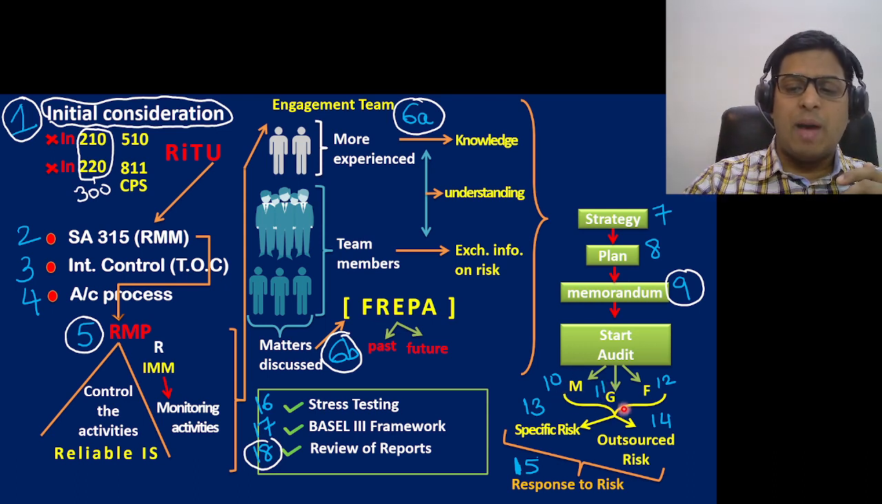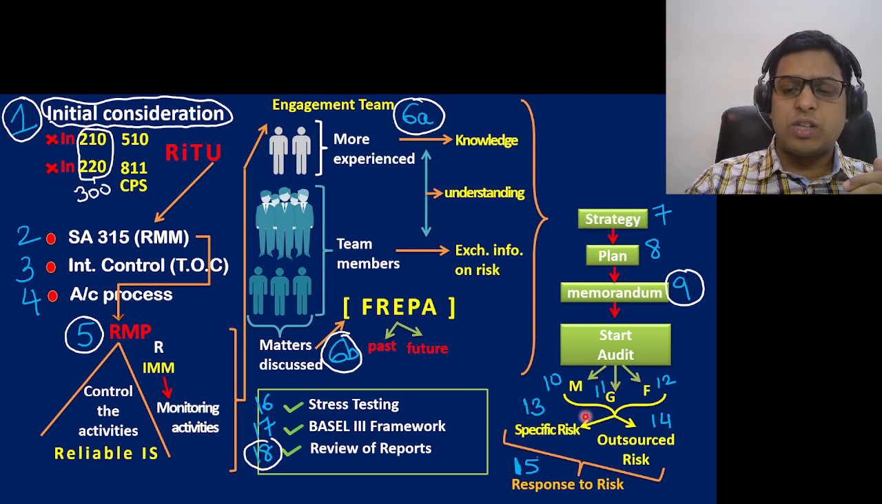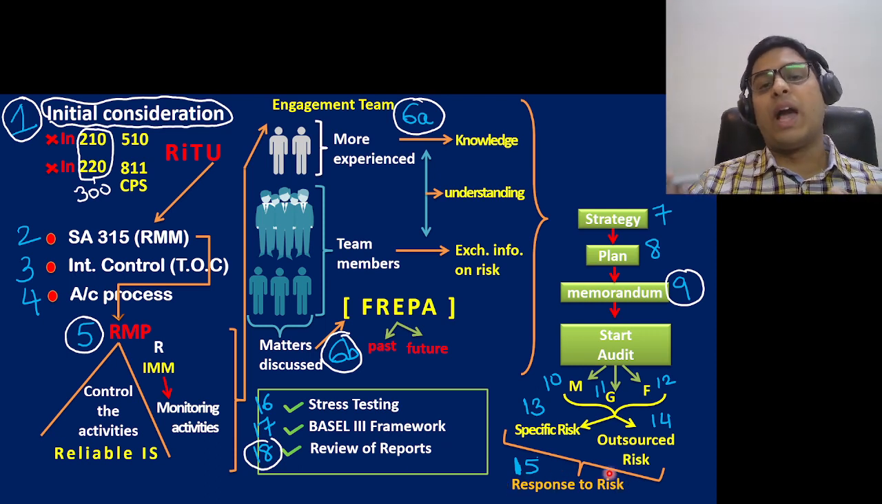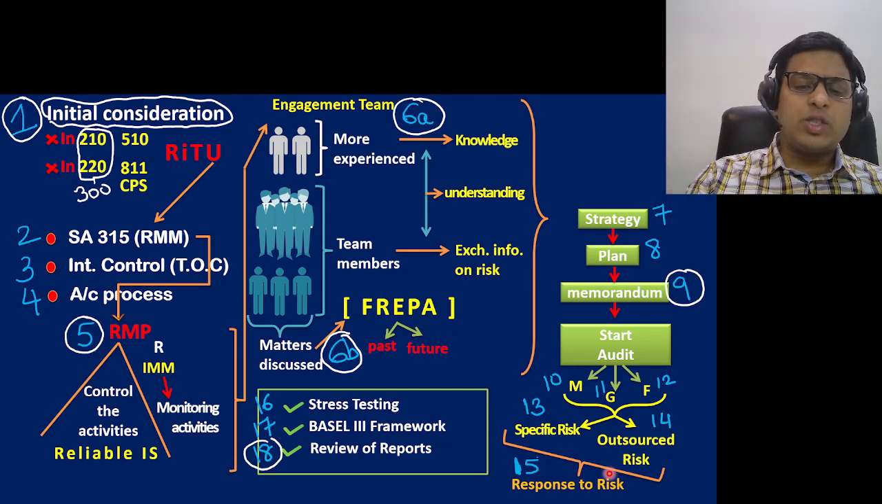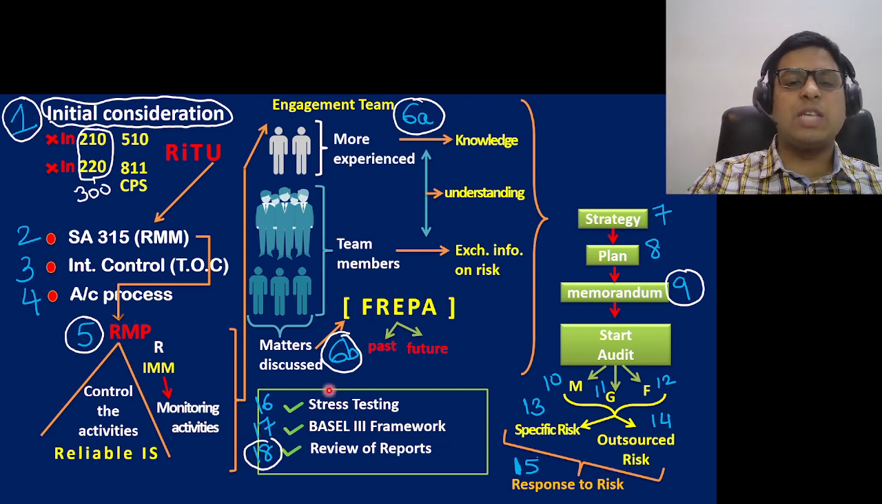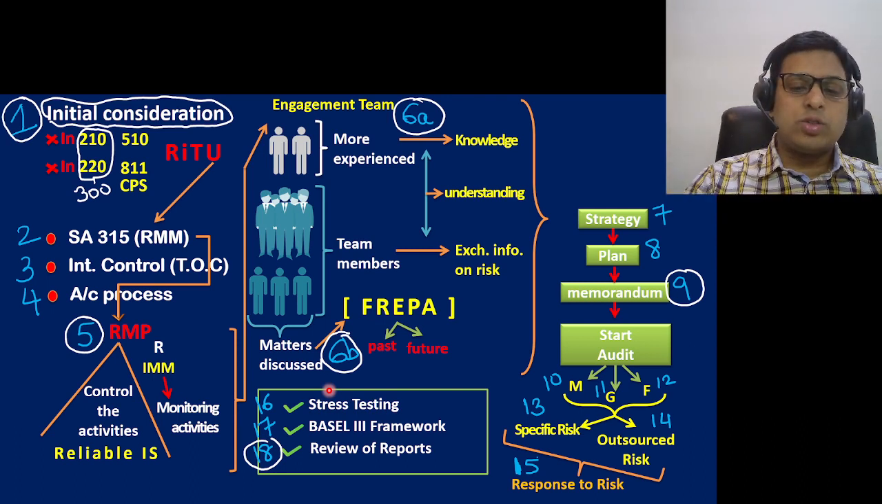Next is auditor will keep in mind materiality. He'll look at whether the bank is a going concern or not, and whether there are any matters of fraud in the bank. Auditor will look at the specific risk. Auditor will look at the outsourced risk. Auditor will ensure that there is a proper response to risk that is given, and whether the bank has dealt with the risk properly or not. Next, auditor should see whether stress testing has been set up by the bank properly. There is a requirement of RBI. Auditor should see whether Basel III framework is there in place or not.